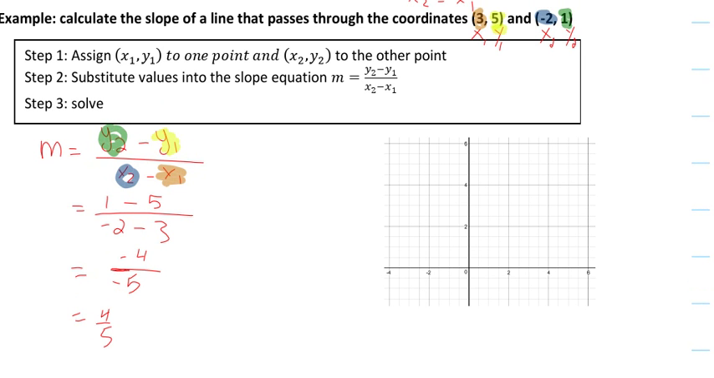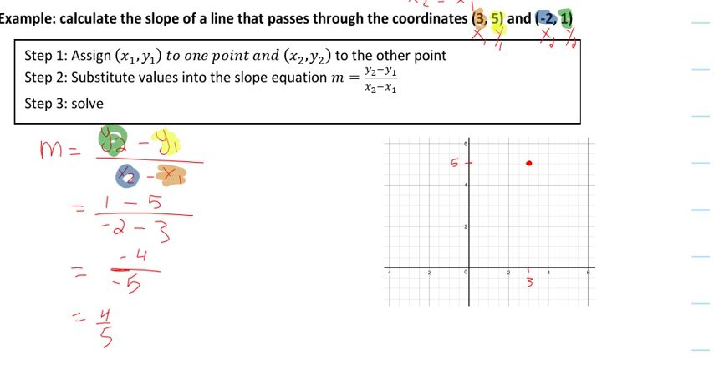Okay? So 3, 5. So where would 3, 5 be? 3 is right here. Remember, you're going to go on the x-axis first. And then 5, that means I'm going to have to go up to 5, which is right in the middle between 4 and 6, sorry. So that's my first point.